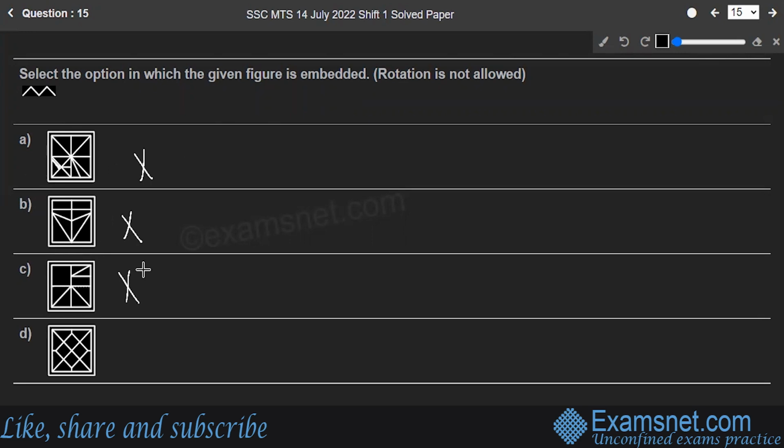But if I'm looking at option D, yes, this is there. The zigzag pattern lies over here. See this one. So it comes like this, then this, then this, then this. So here it is. Option D is the correct answer to our question.